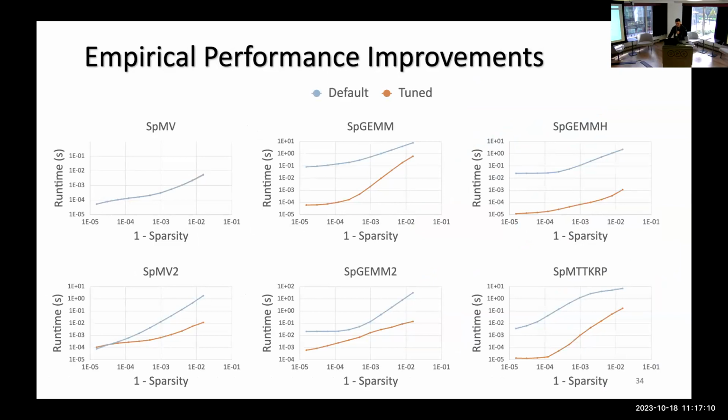So here are some results. These blue curves are performance with Taco, and those red curves are performance with our auto scheduler. As you can see, we can achieve orders of magnitude speedup for random sparse matrices with different sparsities.